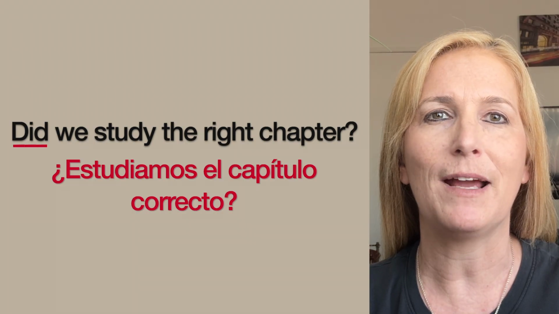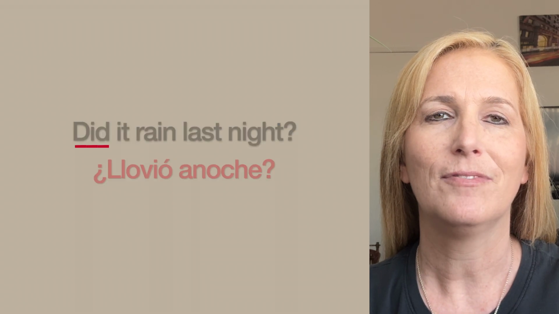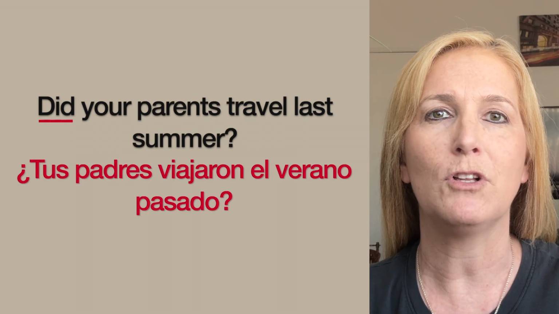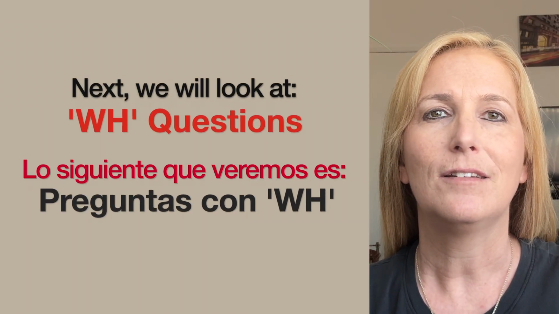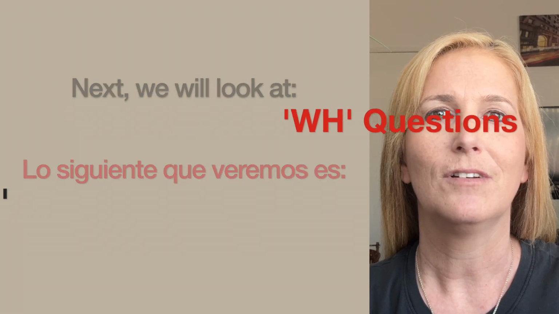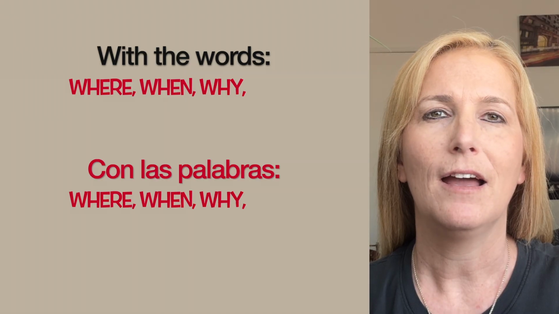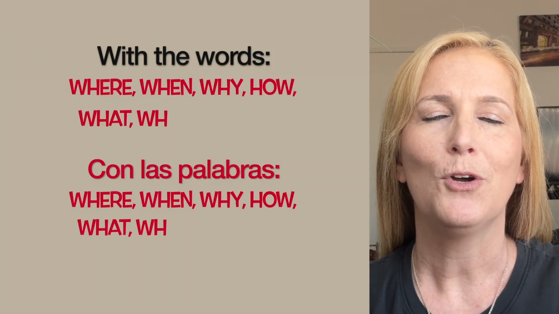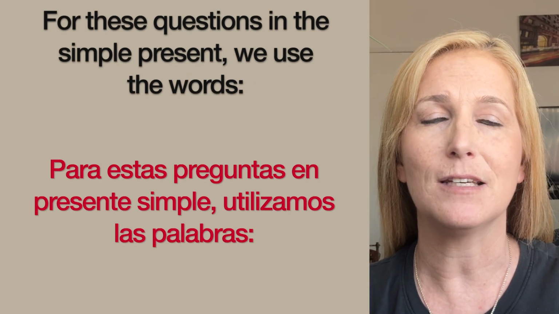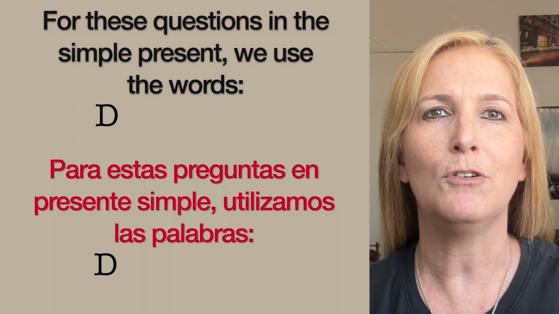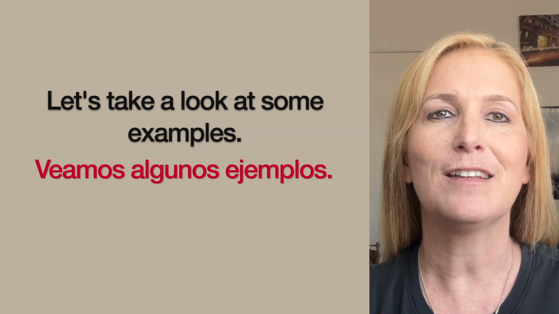Did we study the right chapter? Did it rain last night? Did your parents travel last summer? Next, we will look at WH questions with the words where, when, why, how, what, who, and which. For these questions, in the simple present, we use the words do or does. Let's take a look at some examples.